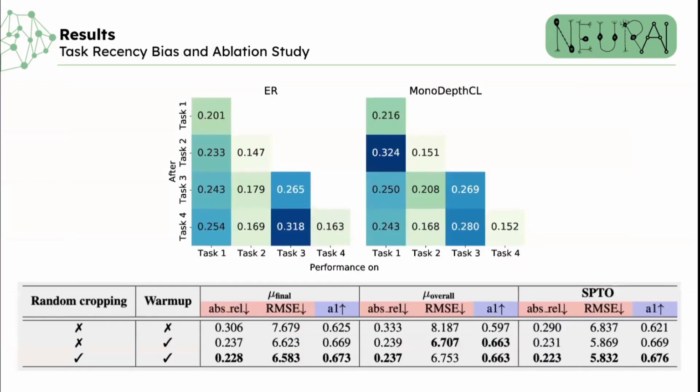The stronger SPTO performance of MonoDepthCL also translates to lower task recency bias. The distribution of performance across previous tasks after learning each task is more uniform for our method than for experience replay. Next, through an ablation study, we examined the two major design components, warm-up and random cropping. Warm-up is applied during the first task to allow the view synthesis to be learned properly before it is applied as a constraint between the working and context models, and random cropping of the spatiotemporal consistency map introduces invariance through augmentations and improved efficiency. Both of these contribute to the continual learning performance for our method as shown.